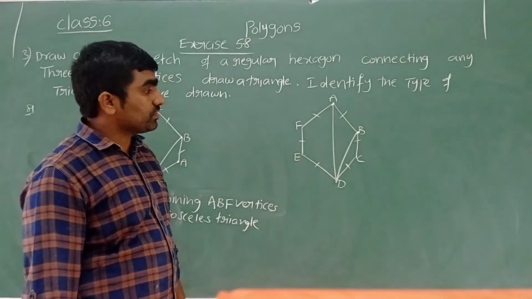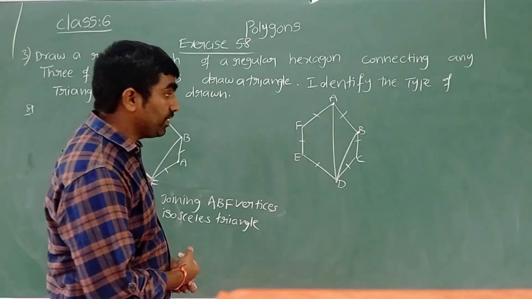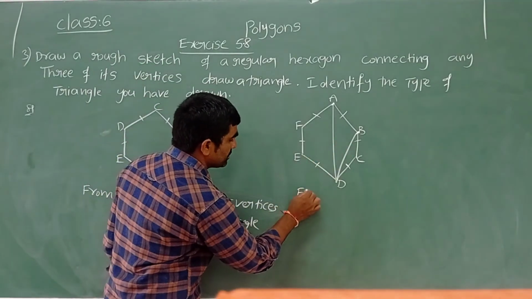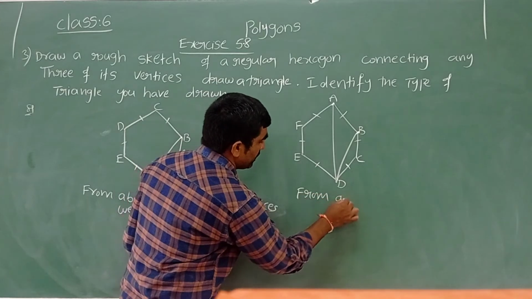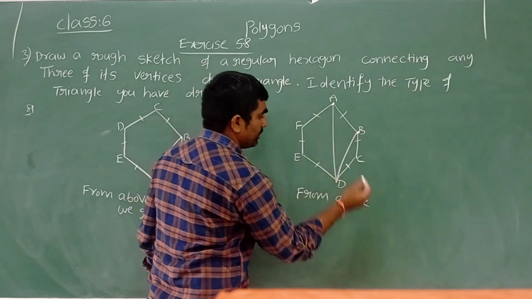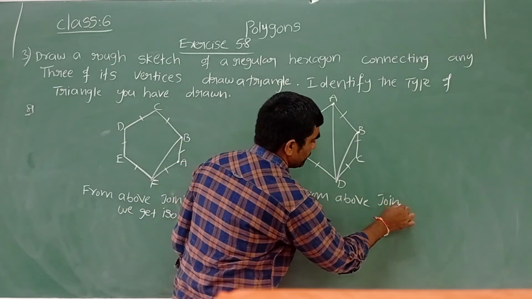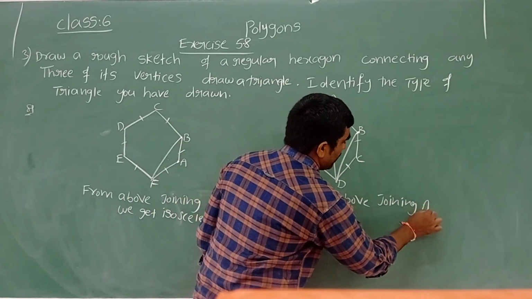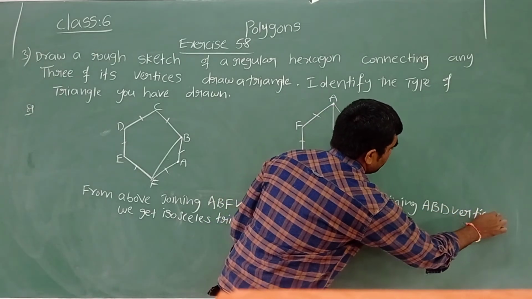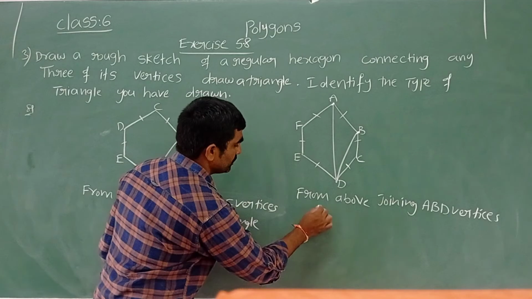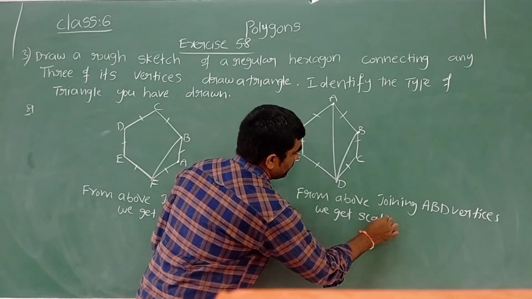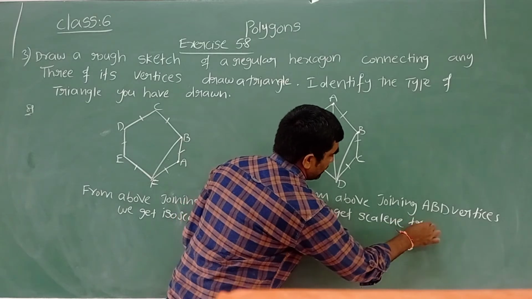What do we call it? All three sides are different, unequal. Yes, it is called a scalene triangle. Now what can we say from above? Joining the vertices A, B, D, what do we get? We get a scalene triangle.